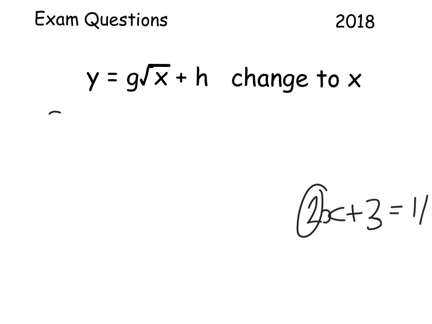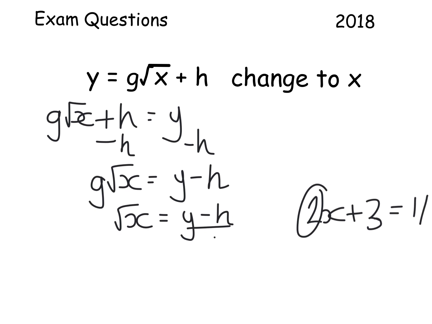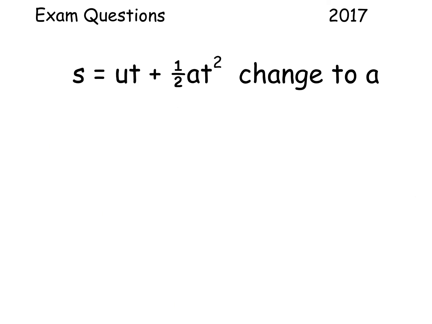So I'm going to rewrite it first of all. So g root x plus h equals y. I'm going to do the opposite of add h, and I'm going to take away. So I've got g root x equals y minus h. Oh, I nearly did a g there. And then the root is being timesed by g, so we're going to divide by g. So we've got square root of x equals y minus h divided by g. And then the last thing is to square. And remember, there's quite a few things there to square, so we're going to put a big old bracket around it and square it up there. Okay, that was a tricky one, and that's why I put that one in.